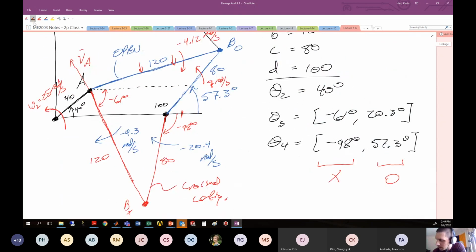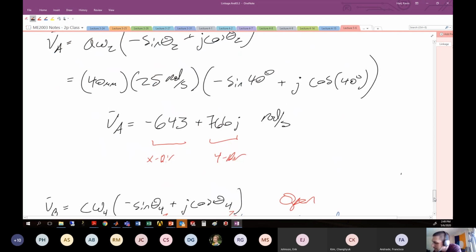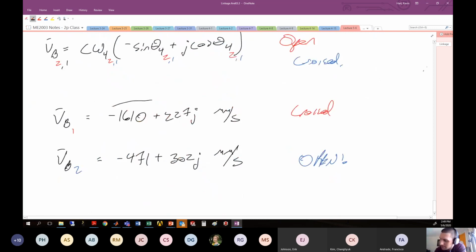And lastly, let's look at what's going on for the velocity of B in the cross configuration. Here I've got this negative 20.4 radians per second. So I would expect, since it's rotating in that general direction, a pretty strong component in the negative x, or the negative real direction, and a slight component in positive j. And that's exactly what we have. Very strongly negative in the x and slightly positive in the y, or the imaginary direction. Okay, so there you go.